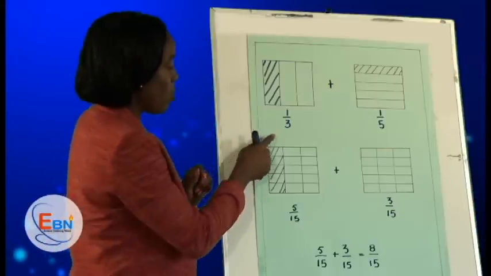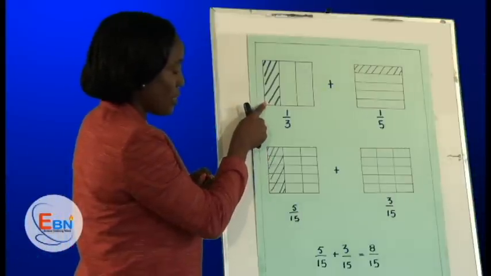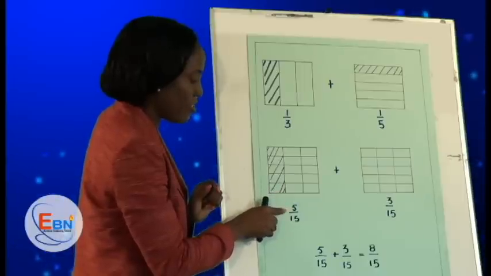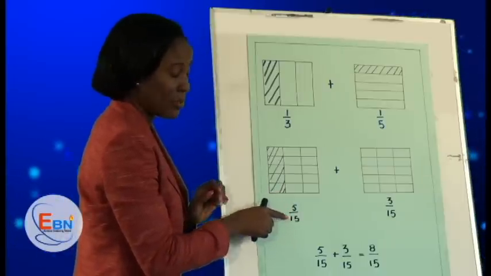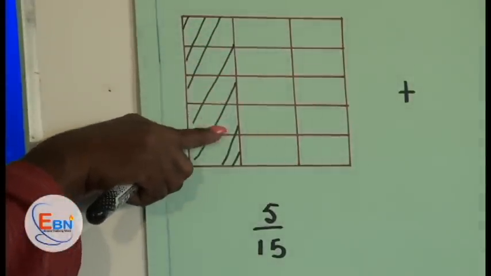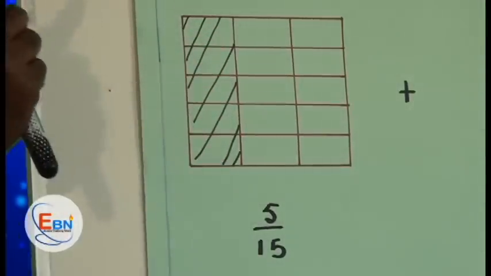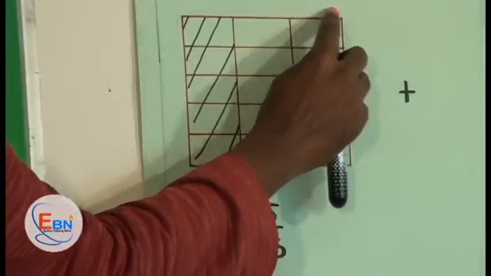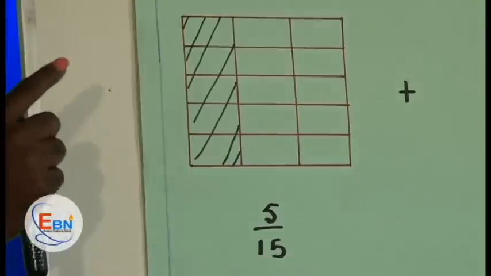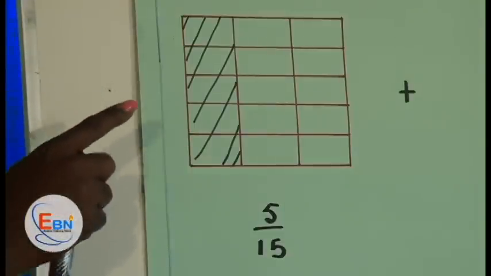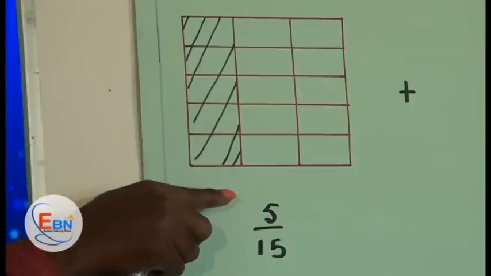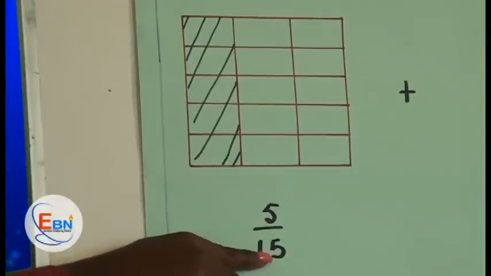However, my 1/3, as we had it there, is now represented by 5/15. Now, on this diagram, where I shaded the 1/3, you would have noticed that my entire diagram is now divided into 15 equal parts. Therefore, 1/3 is renamed as 5/15.